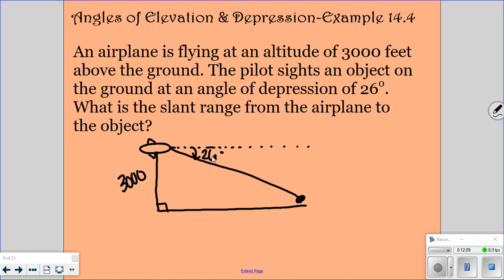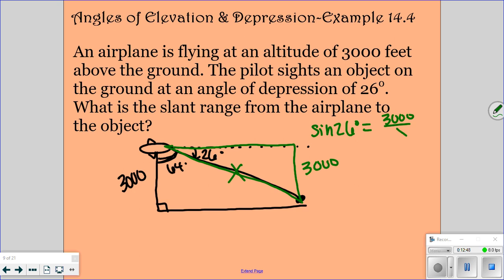So one way is to find this angle over here. These two are complementary. They add up to 90. So this angle would be 64 degrees. The other way would be to use this triangle here. And then this is 3,000. And either way, you're going to be looking for this hypotenuse here. So you can either use sine or cosine depending on which triangle you use. I'm going to do the green one, and that would be using sine. So the sine of 26 is equal to 3,000 over x.